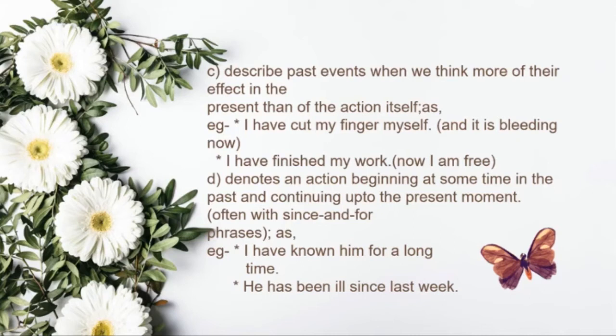Next use, children. It denotes an action beginning at some time in the past and it is continuing up to the present moment. And here once again, you have to keep in mind that often we use the present perfect tense with since and for phrases. For example, I have known him for a long time. Now this action begins in the past. I have known him and I still know him. That means we have continued it till the present.